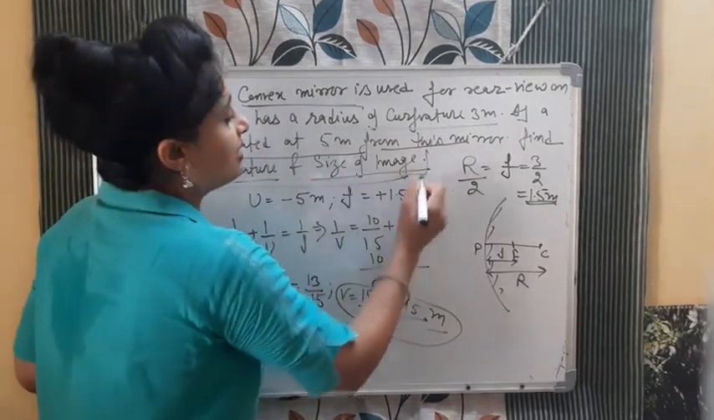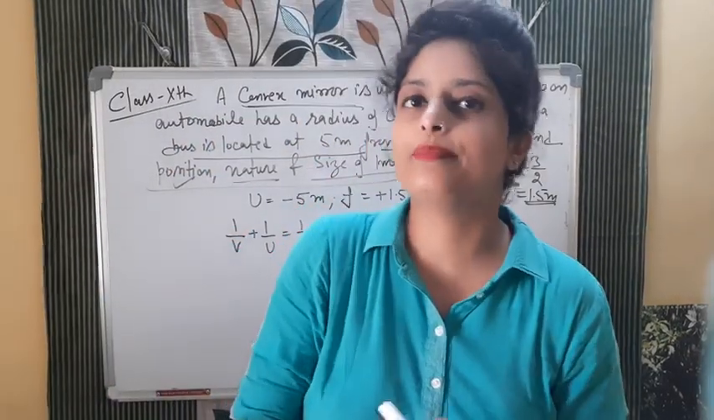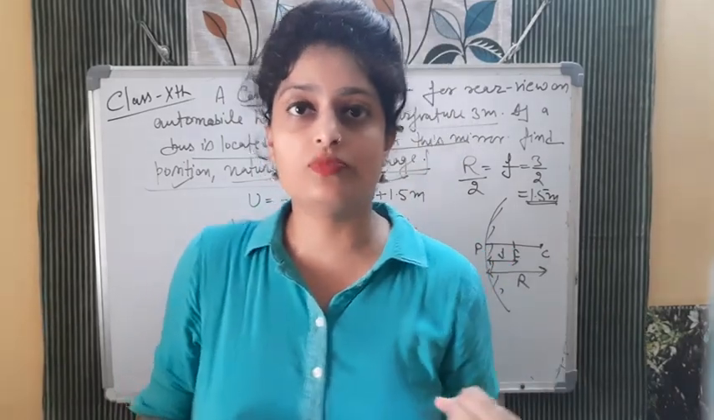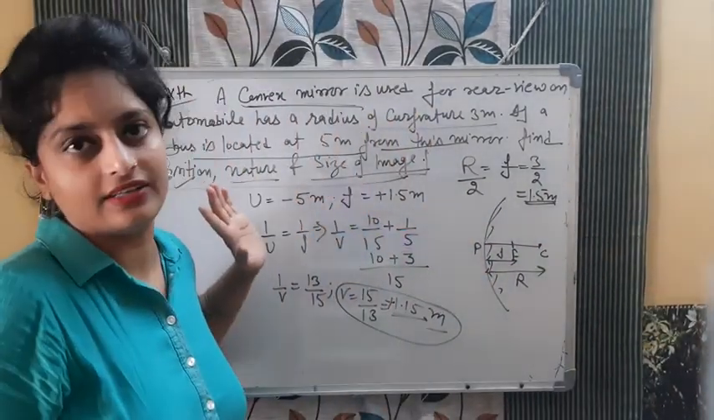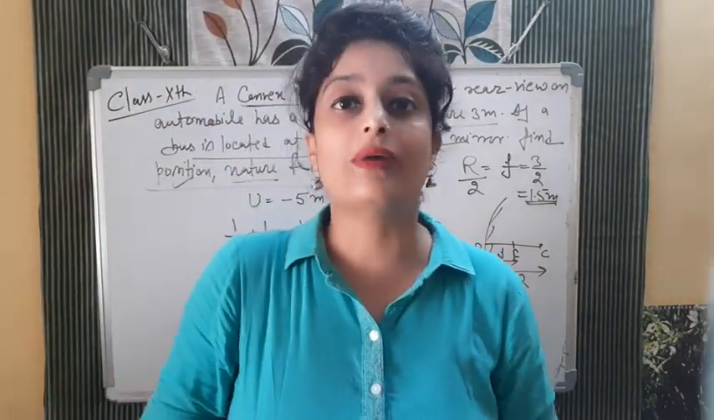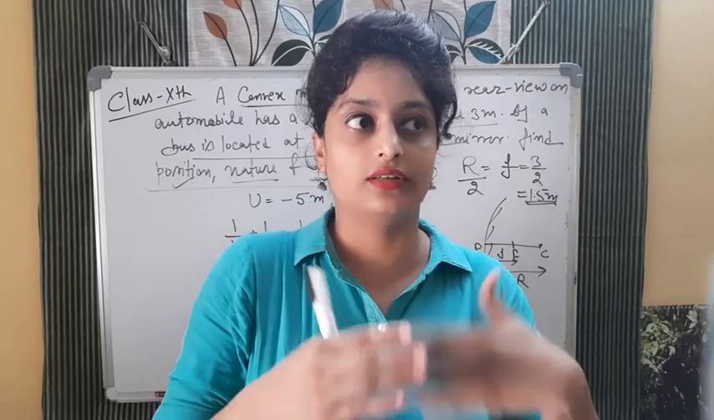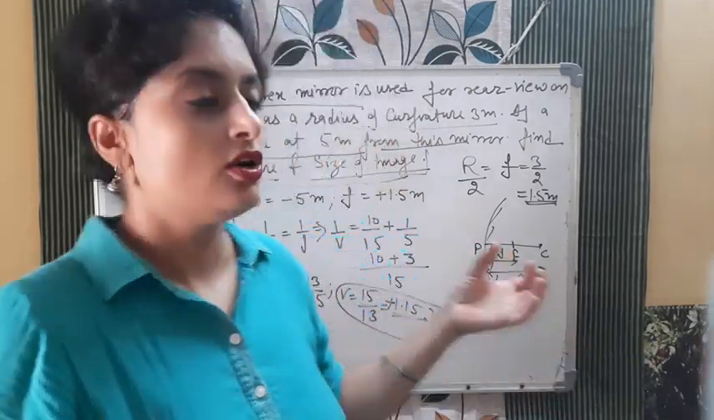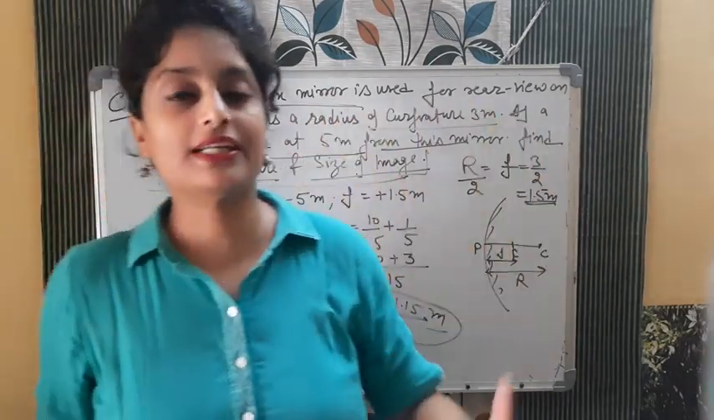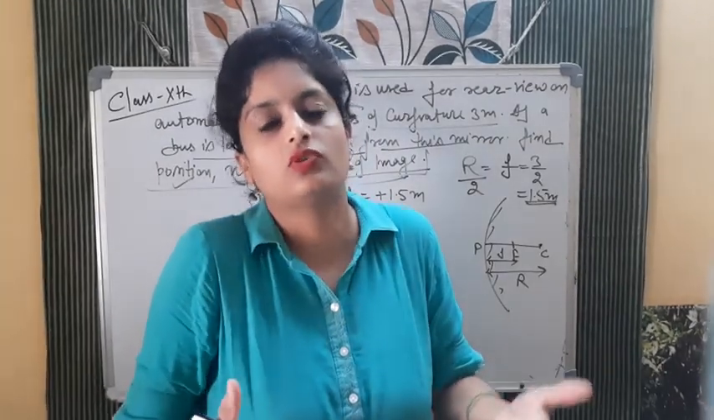Now size of the image. To find the size of the image, the remaining formula is: magnification is equal to h2 by h1, that is, height of image divided by height of object. Height of object is not given, so we cannot apply this formula. Second formula is m is equal to minus v by u. If we can calculate the magnification from there, we will get to know the size of the image compared to the object, whether it is diminished or increased, so that we can find out.